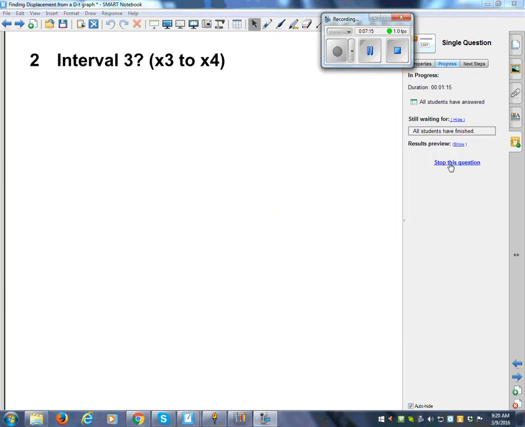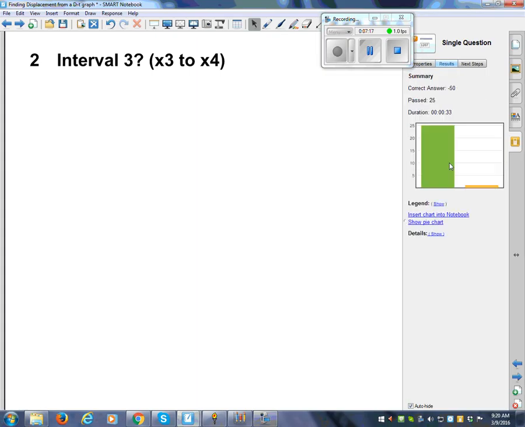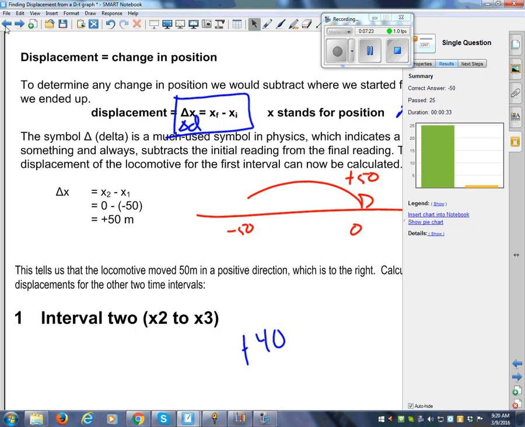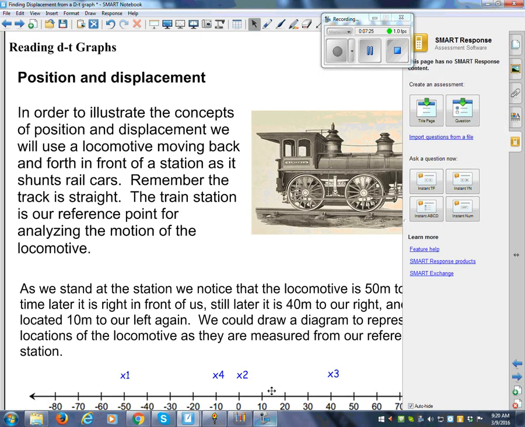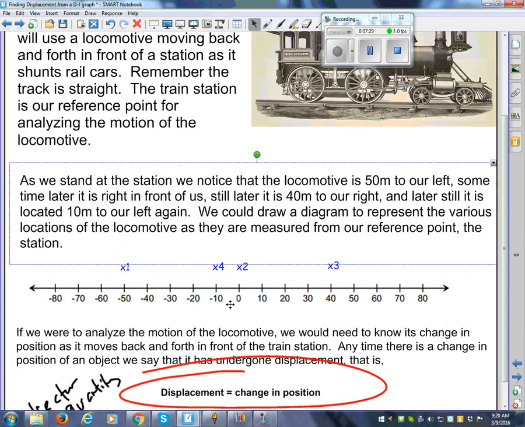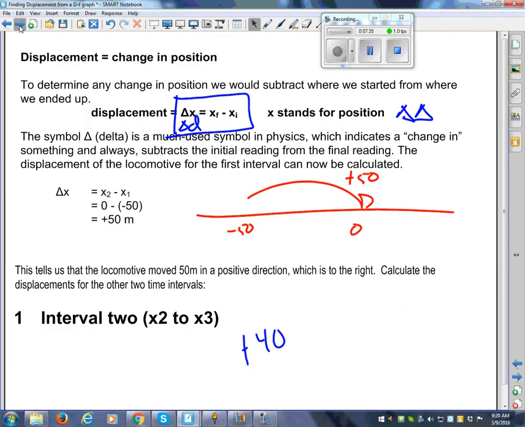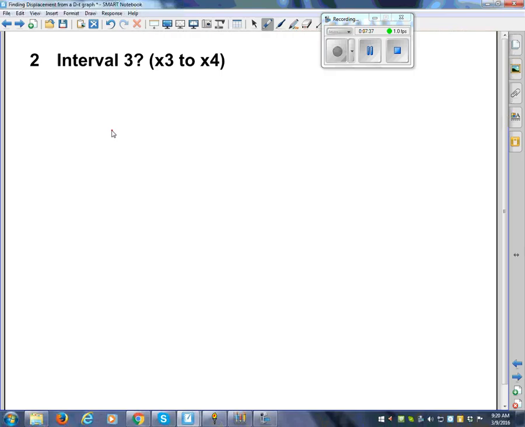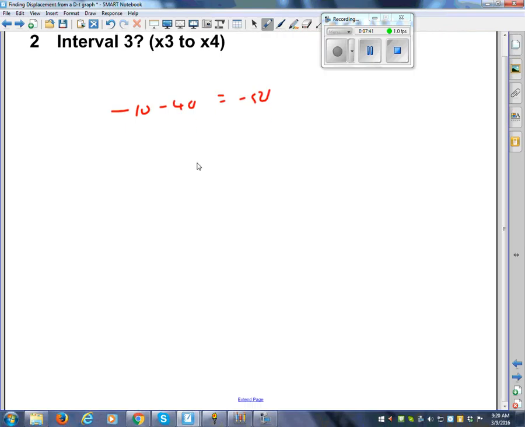Okay, so what you get here is that we're all going to get it right? Correct answer is minus 50. How come minus 50? It's going to be minus 10 subtract 40, minus 50. Displacements. Okay.